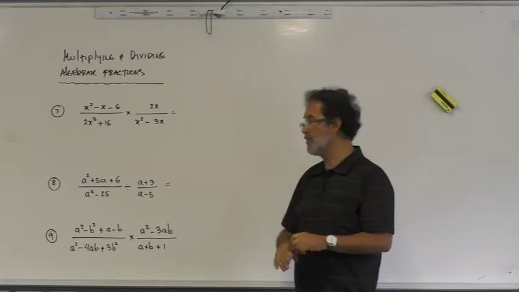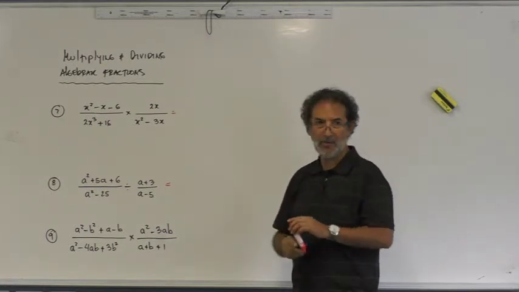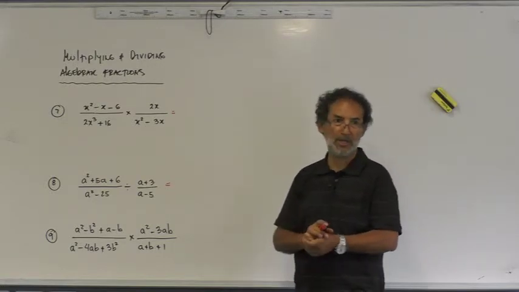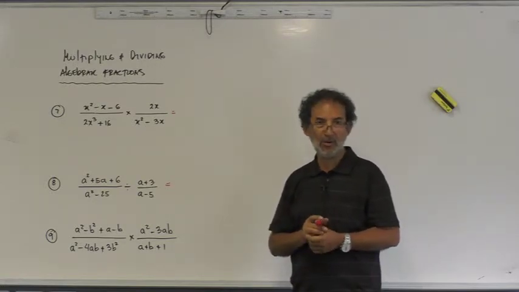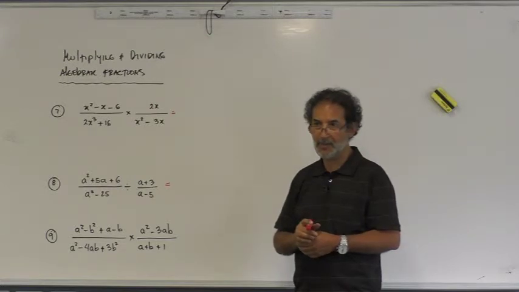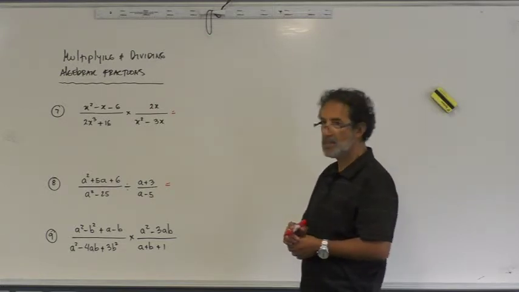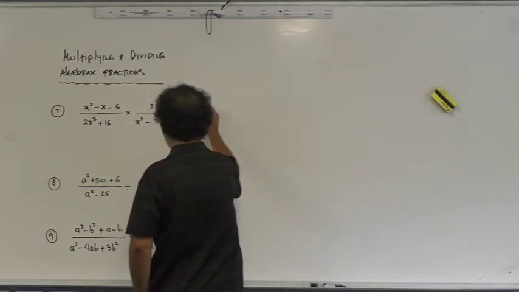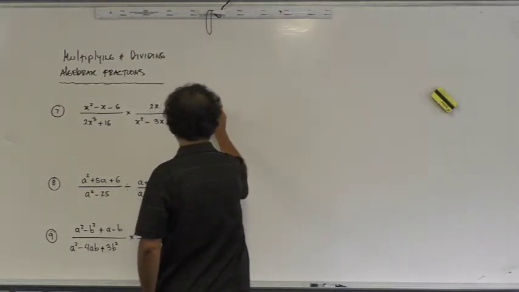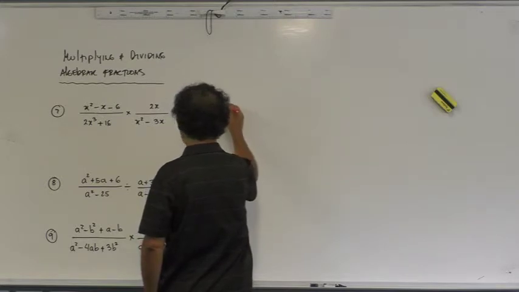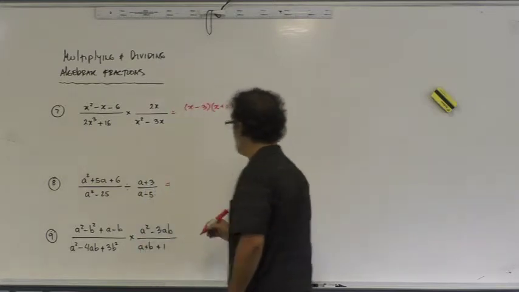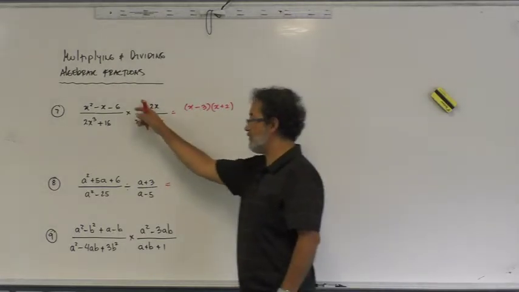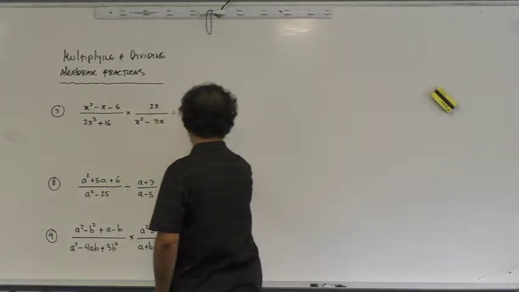Okay, trinomial. So that means that we need to find two numbers that when you times them together equal -6, but when you plus them together equal -1. What are those numbers? -3 and +2. Okay, so x minus 3 and x plus 2. That is the factorization of the numerator for the first fraction, and then we're going to divide that by.